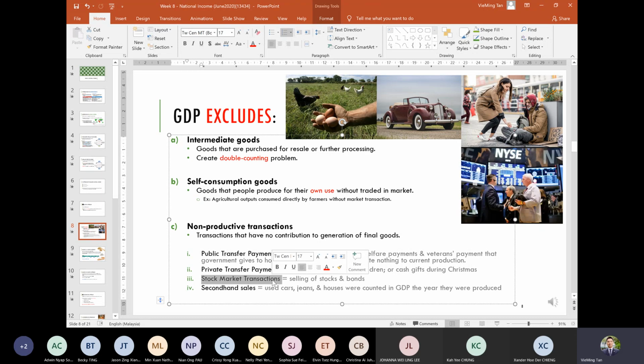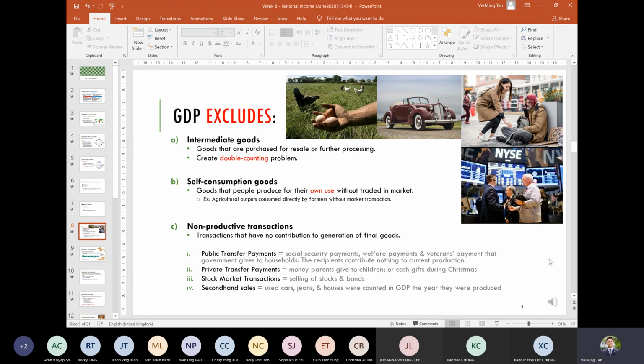The last one is second-hand products. Second-hand products can be used cars, jeans, houses. These also cannot be counted in the GDP. Why? Because all these products were already counted one time in GDP when the product was produced in the past. So we should not double count the second-hand products anymore, and they should be excluded from the GDP calculation.